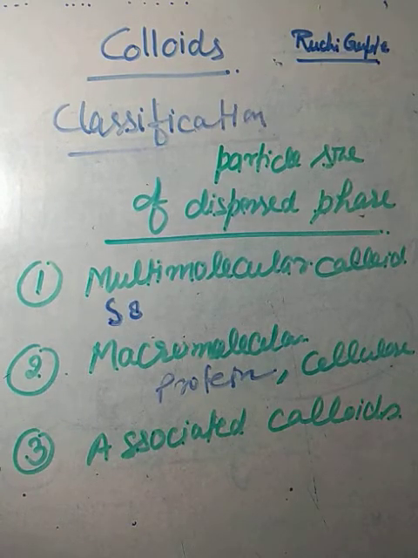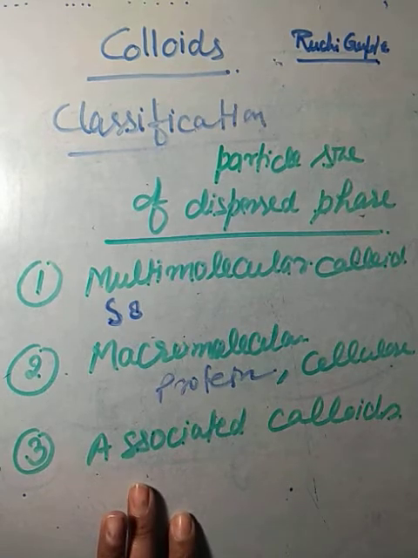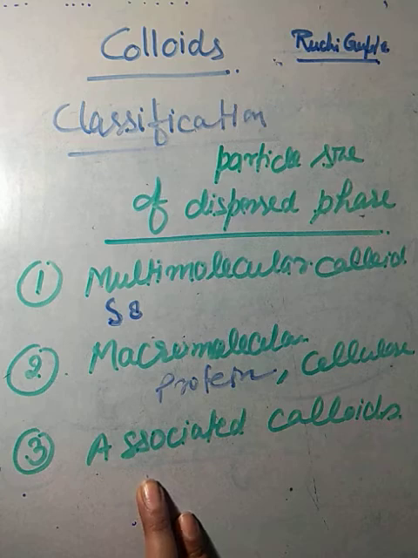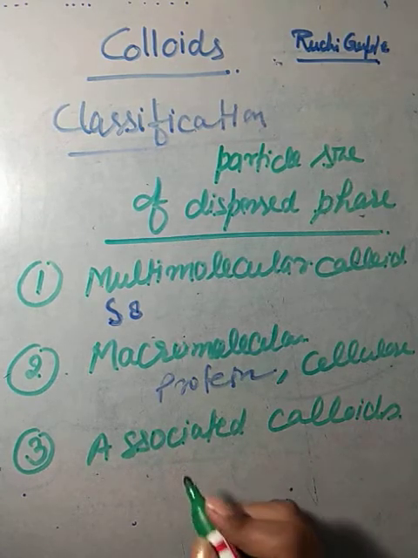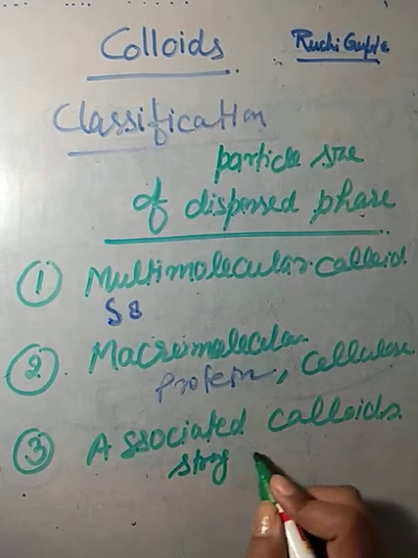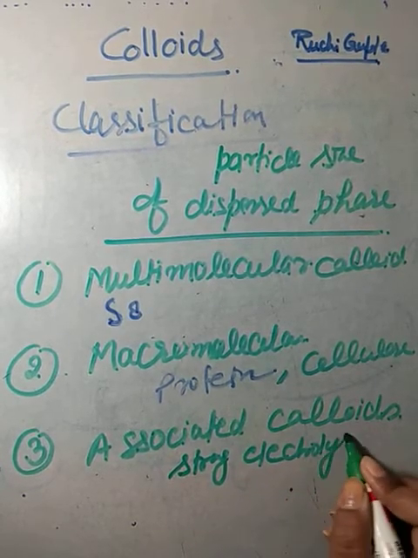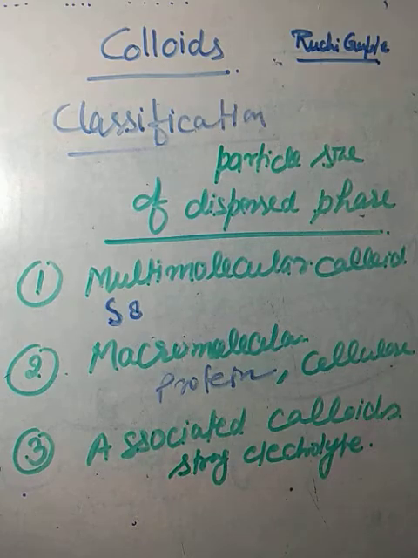Now the last one is associated colloids. It is a special category of colloidal solution. When they are dissolved in a medium at a low concentration, they behave as a strong electrolyte. It is important to notice that in the smaller concentration, in the small amount, they behave as a strong electrolyte. And when you increase the concentration, then they associate or aggregate to form the colloidal range of particles, and a colloidal solution is formed. And the best example for this is, you all have studied already, micelle formation.